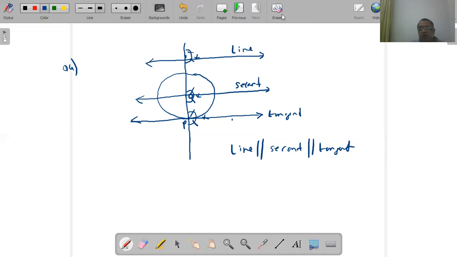Then we have another theorem that I will be explaining to you in the next video. That is, tangents drawn from the same external point to a circle are equal. Okay, that is the theorem that we'll be doing next.